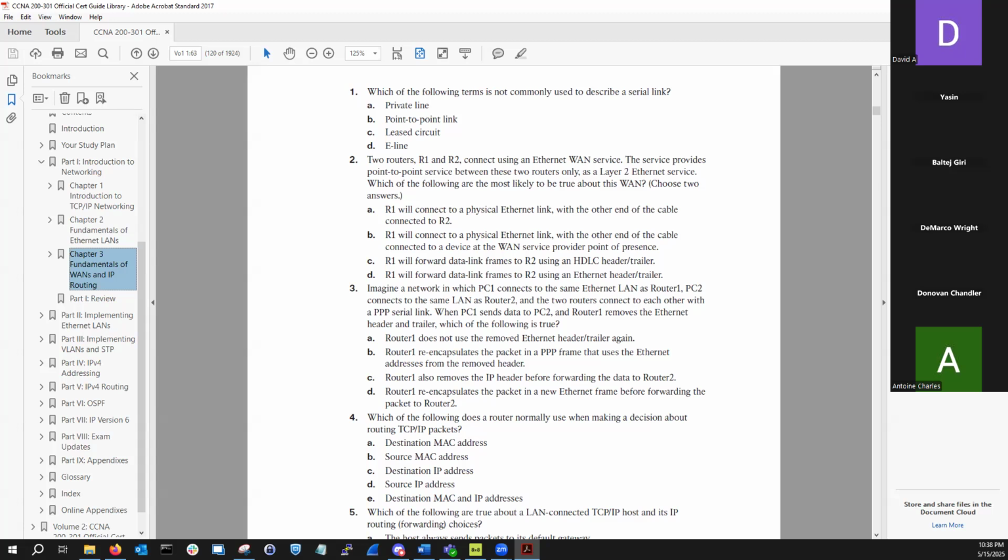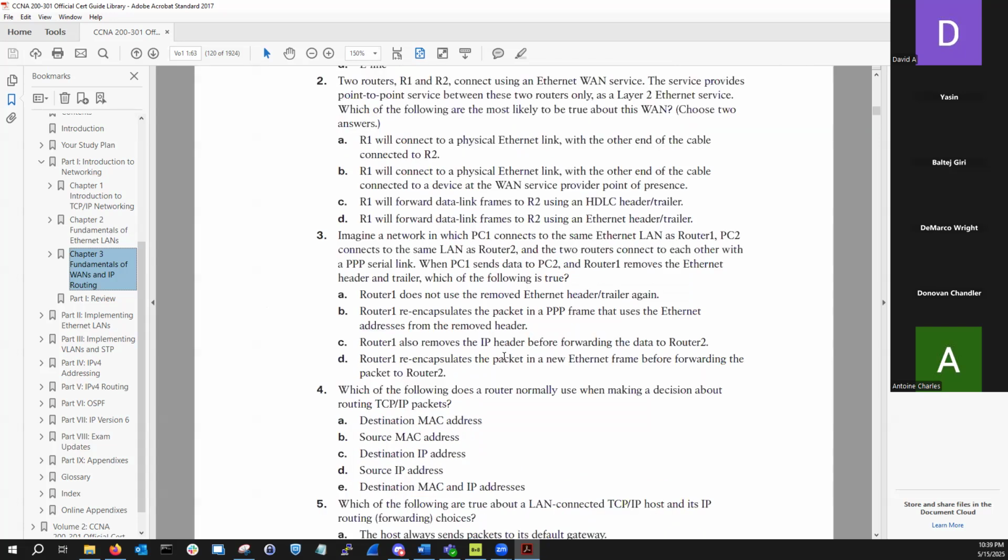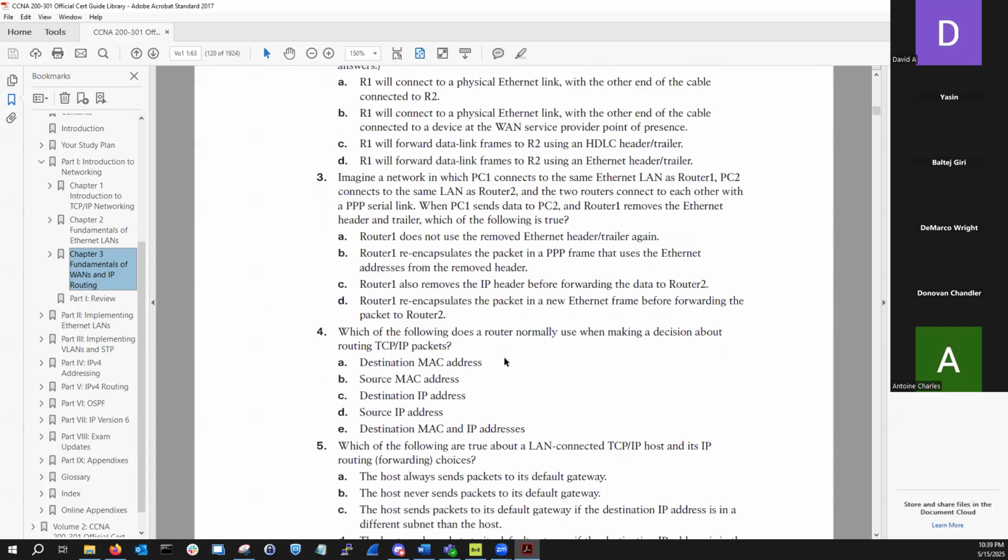All right. Let's move forward. Good job. Question 4. Which of the following does a router normally use when making a decision about routing TCP/IP packets? Yasin, and your lifeline is Makivia. Since this is talking specifically about a router making forwarding decisions, I'm gonna go with destination IP address.